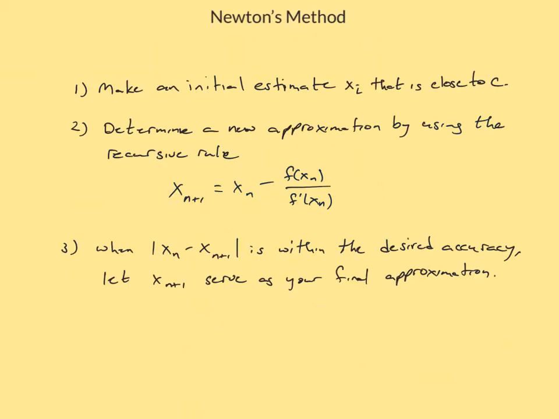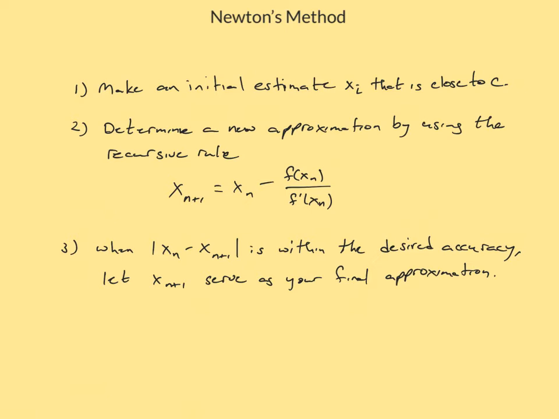When doing Newton's method, we're going to first make an initial estimate, x sub 1, that is close to c. Again, the definition of close can be somewhat nebulous, but we want it to be relatively close.